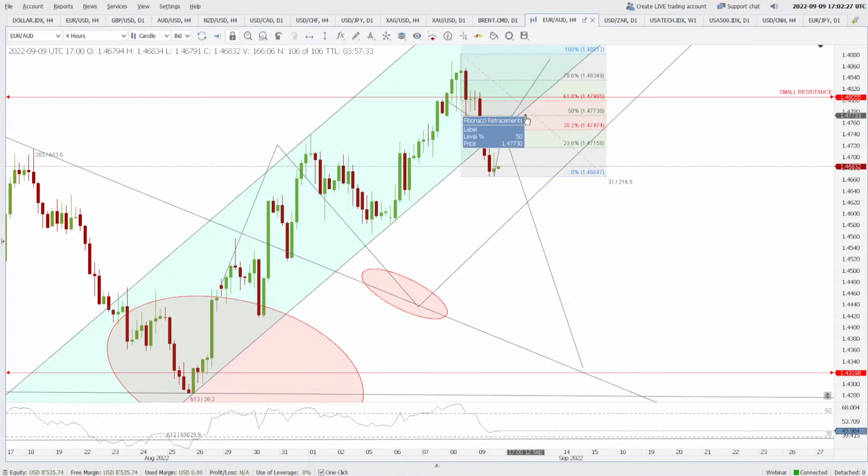This can happen from the 50% also, because there is a confluence of resistance at 50% also. 61.8% too is in line with this small resistance. So there are multiple resistances on the way for Euro AUD also.